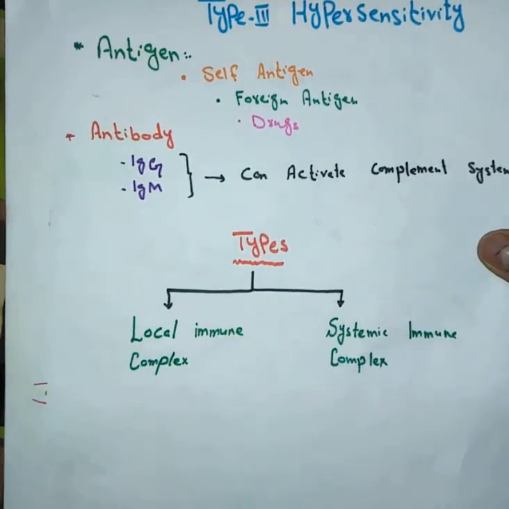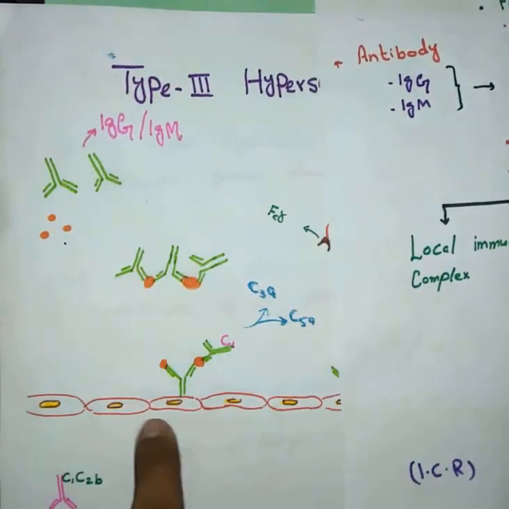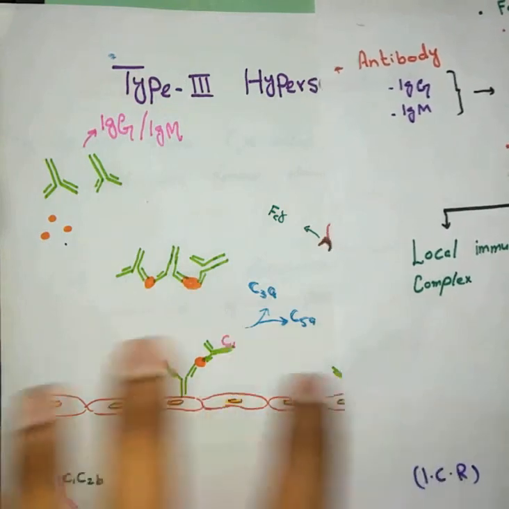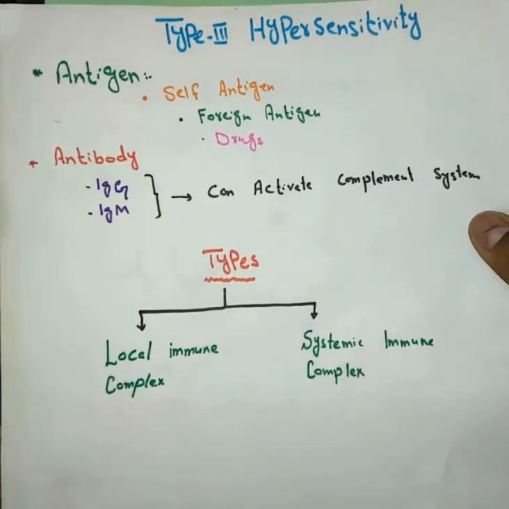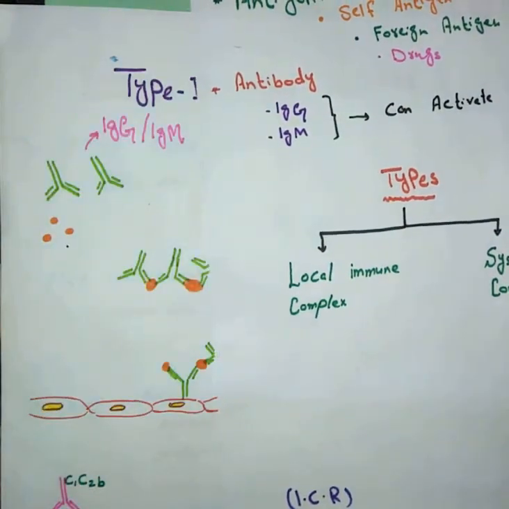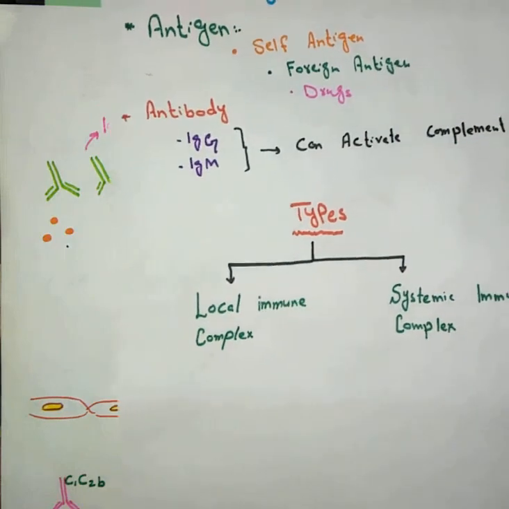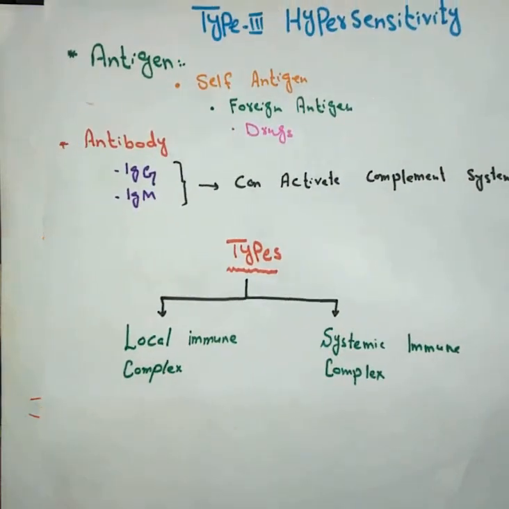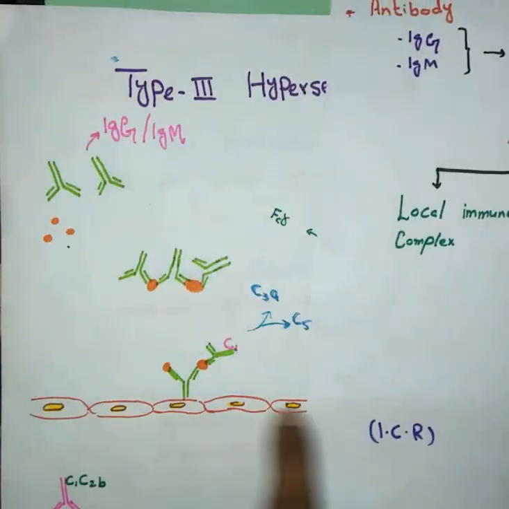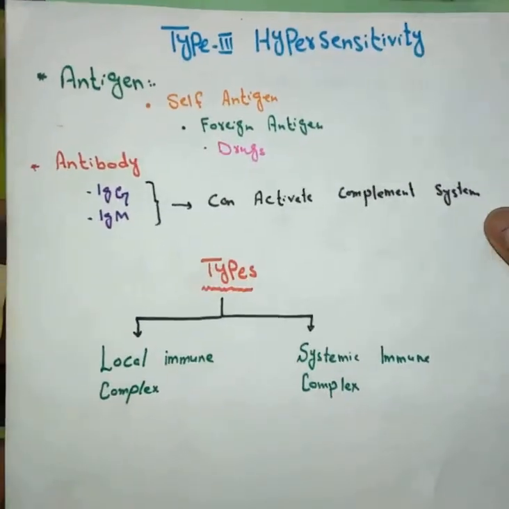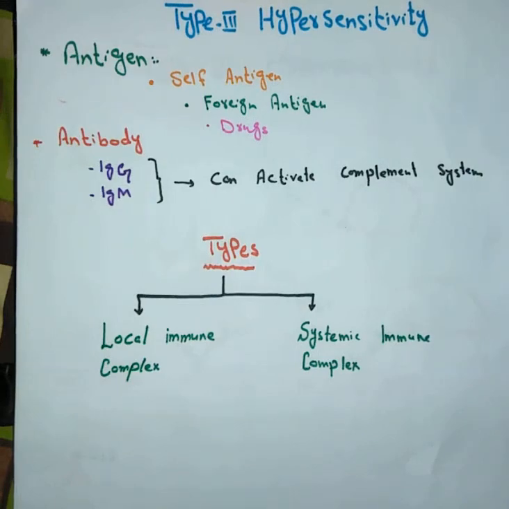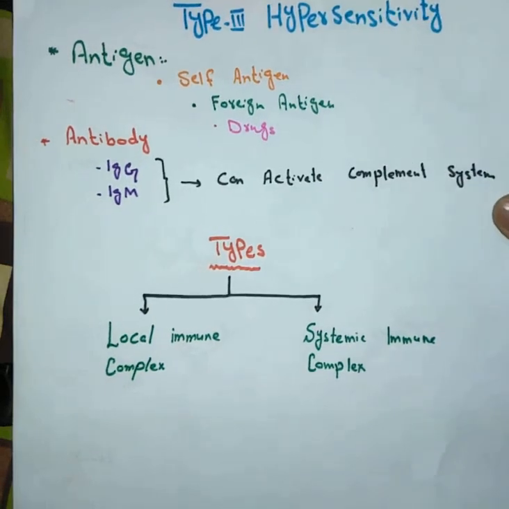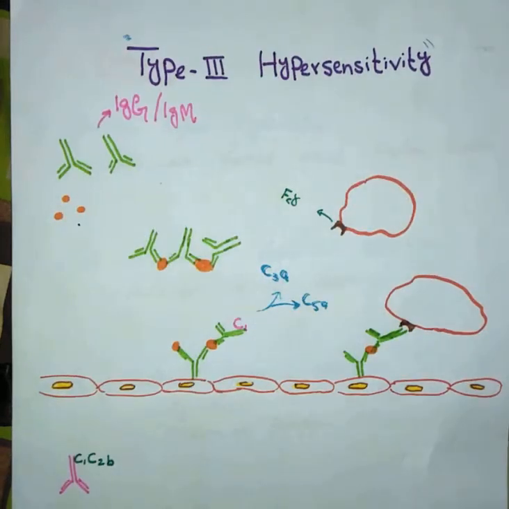As I have explained, these immune complexes can deposit either on the wall of blood vessels or in a specific tissue. If they deposit in a specific tissue, that reaction will more specifically be called Arthus reaction. And if they deposit on the wall of blood vessels, it will be called type 3 hypersensitivity reaction, or we can say serum sickness reaction. Now let's see what happens.